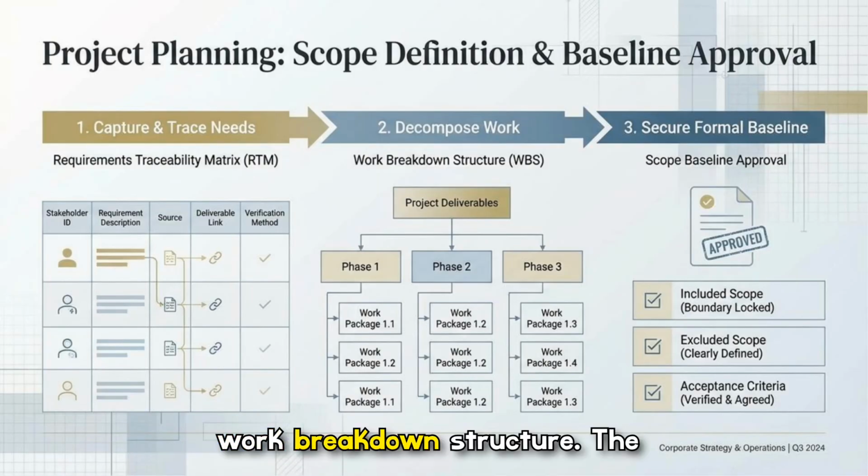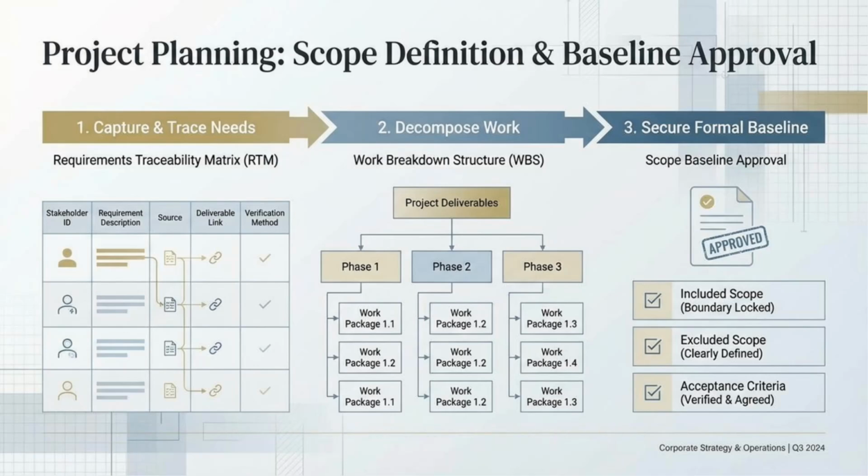Scope definition starts with capturing and tracing stakeholder needs into a requirements matrix, then decomposing work into a clear work breakdown structure. The diagram shows deliverables split by phase and work packages, while the right panel reminds us to lock included scope, clearly define exclusions, and agree acceptance criteria to avoid surprises at handover.